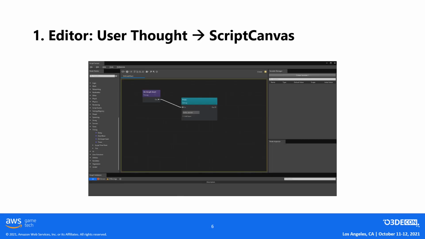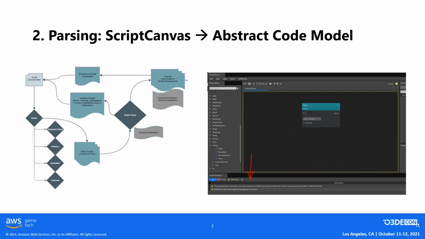We start at the editor, where a user translates their thought for gameplay into a visual representation that both humans and computers can understand. But the focus is on making the functionality as clear and easy as possible for humans to reason about. The next step is a parser, which converts an error-free ScriptCanvas graph to an abstract code model and builder requirements. Two different systems make use of the abstract code model.